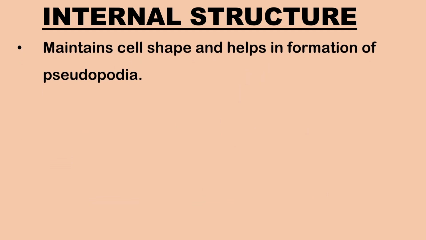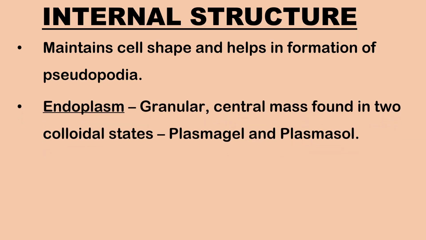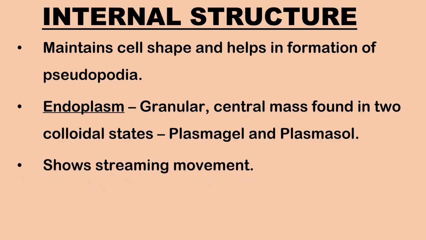Ectoplasm maintains the shape of the cell and helps in the formation of pseudopodia. Endoplasm is the granular central mass which is found in two colloidal states: outer plasma gel below the ectoplasm and inner, more fluid plasma sol, which shows streaming movement allowing the cell to move and engulf food by a process called phagocytosis.